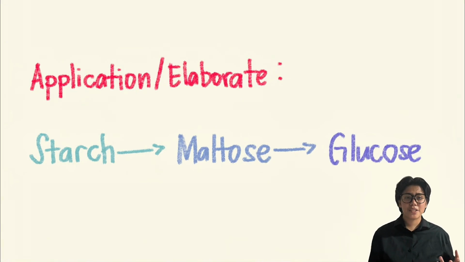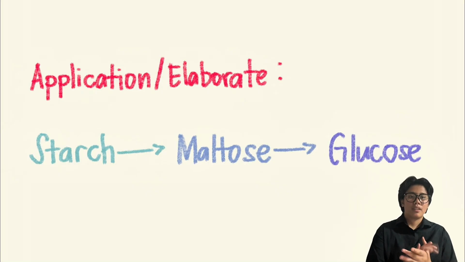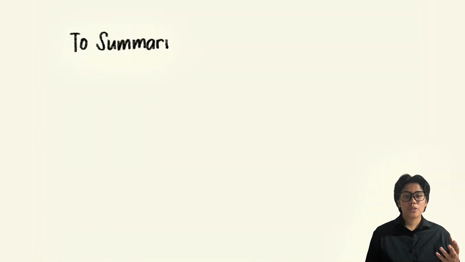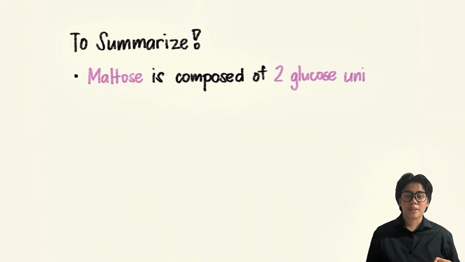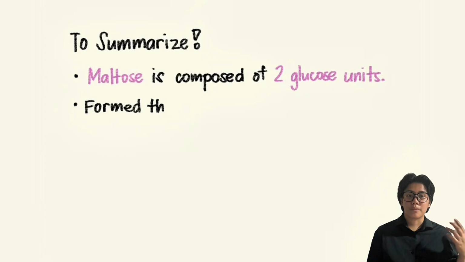A simplified answer to that would be: starch is broken down to maltose by your amylases, such as your salivary and your pancreatic. And your maltose is broken down to glucose by your maltase. And that's it. If you got it right, then good job to you. Before we wrap up the video, I'd like to give a quick recap of everything I've discussed in case you forgot. Again, maltose is a disaccharide composed of two glucose units linked by an alpha glycosidic bond, which is an alpha 1,4 glycosidic bond.